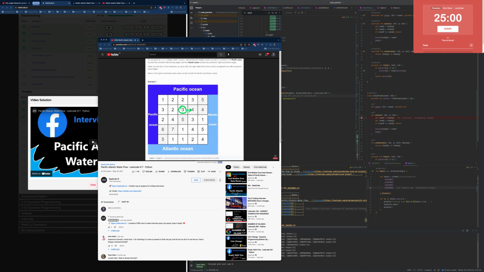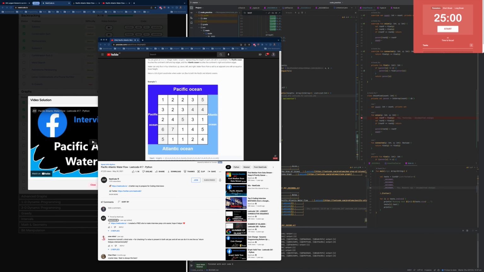There's a different clever way to solve this problem. How about, rather than us going through every single cell and checking if this cell can reach Pacific and reach Atlantic, how about we go start from the Pacific Ocean, right?